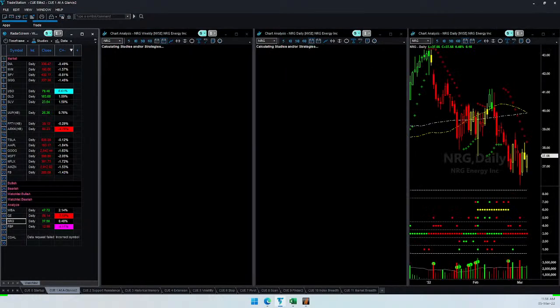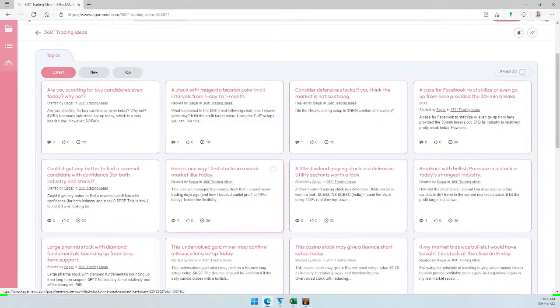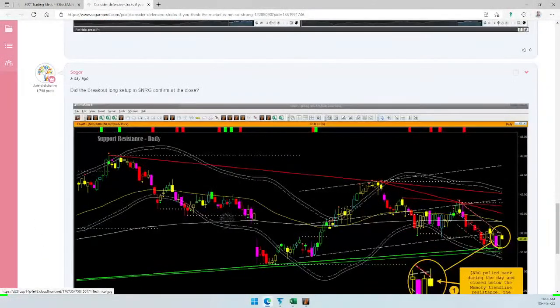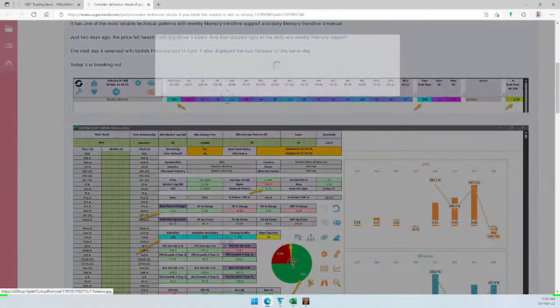Now NRG. Let's look at this stock, a utility stock. NRG here. Remember, utilities is one of the strongest sectors now. So I looked at that 2 days ago, and look at the analysis and similarity of analysis trade after trade. One of the strongest industries, electric utilities in this case, utilities sector. Utilities is one of the strongest sectors. Also one of the most accelerating industries.